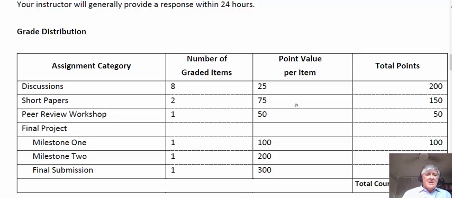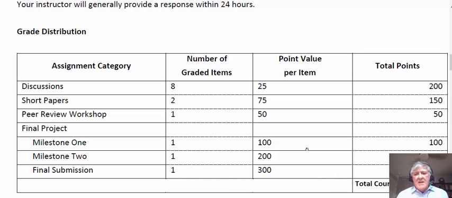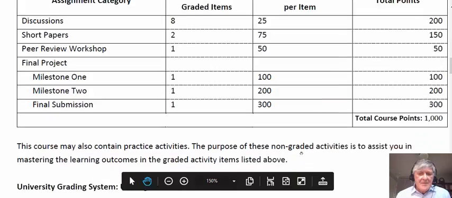And then our final project is 3 steps: a proposal in week 3, a draft in week 5, and the final submission in week 7. Note that draft will be posted for peer review in week 6, and the final is 30% of the grade. And as you can see, the other 2 milestones, the proposal and draft, are 10 and 20. So the paper itself is 60% of the final grade.